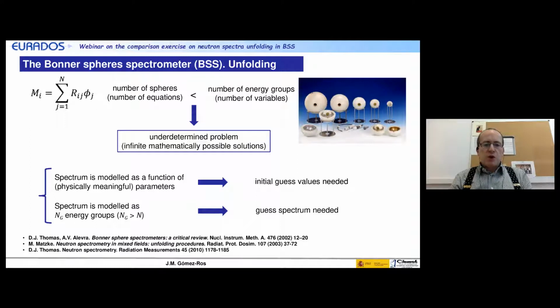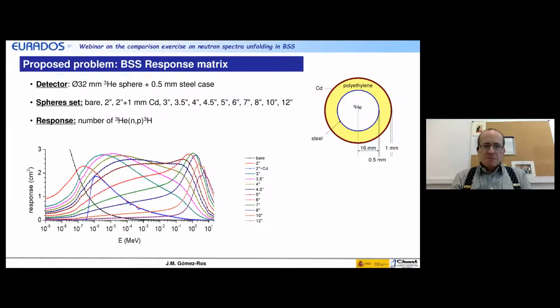This guess spectrum will be perturbed during the unfolding process, just looking to converge to the spectrum we are looking for. And again, it will be necessary to start with a guess spectrum as accurate as possible, because otherwise the convergence could be to a non-physical spectrum that mathematically is one of the solutions of the problem, but could not correspond to the physical problem we are trying to solve.